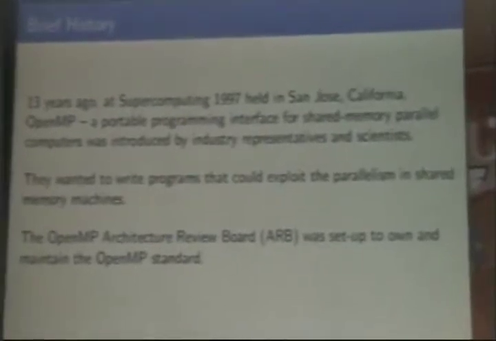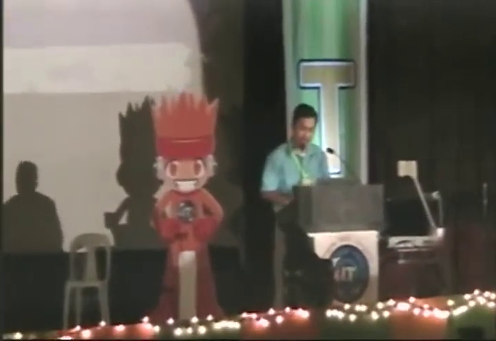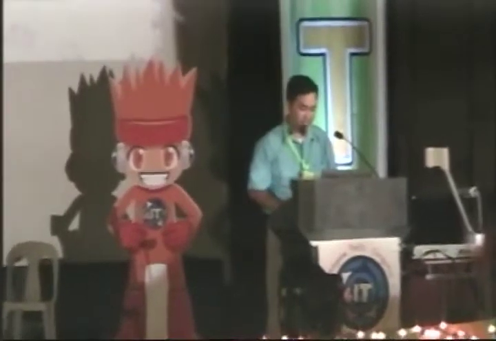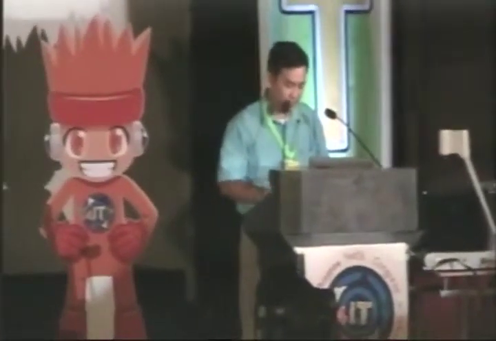13 years ago, at a supergroup in 1997 held at San Jose, California, OpenMP, a portable programming interface for shared memory parallel computers, was introduced by industry representatives and scientists. What they wanted to do then is to write programs that could exploit the parallelism in shared memory machines. And in fact, they created the OpenMP Architecture Review Board to own and maintain the standard.